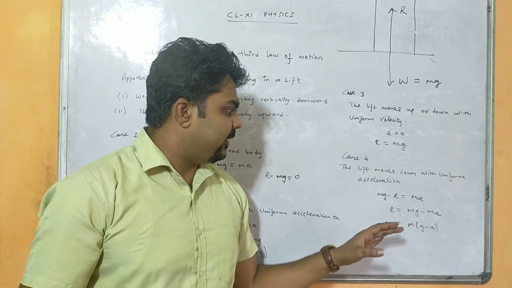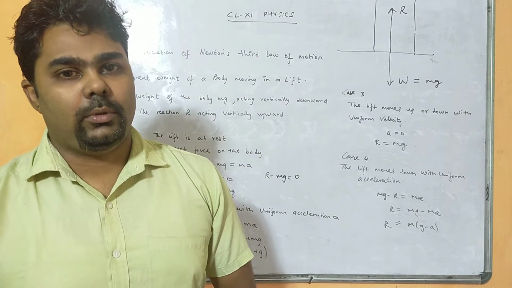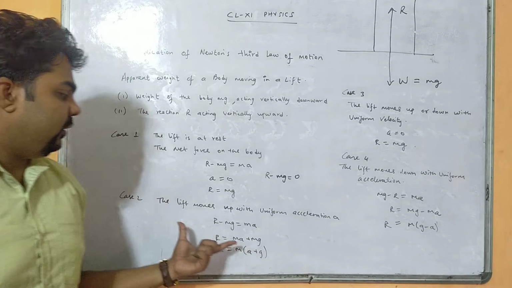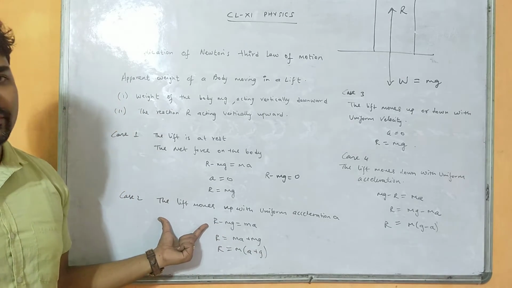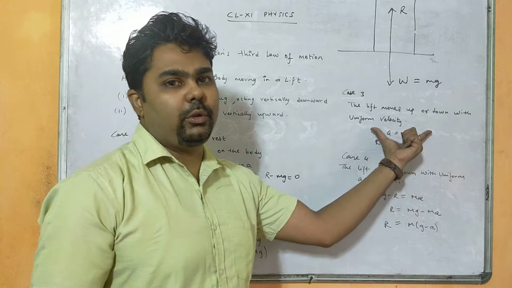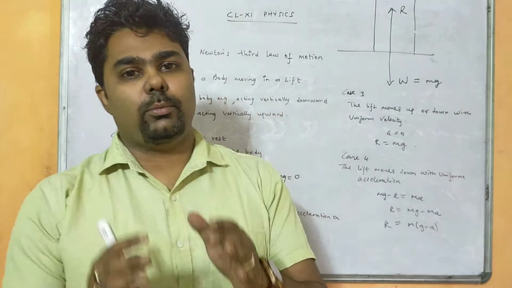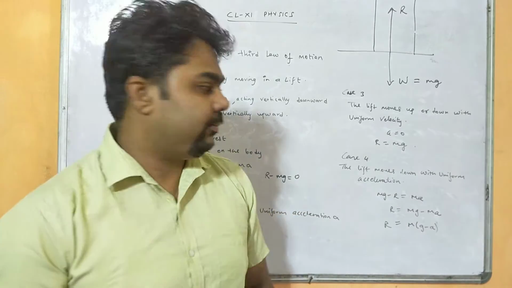So the fourth condition is when the lift is moving down with uniform acceleration. Earlier, when the lift was moving up with uniform acceleration, we took one case, and for moving up or down with uniform velocity, another. Next we see when the lift is moving down with uniform acceleration.